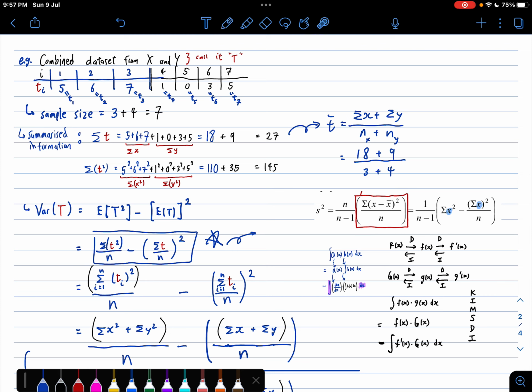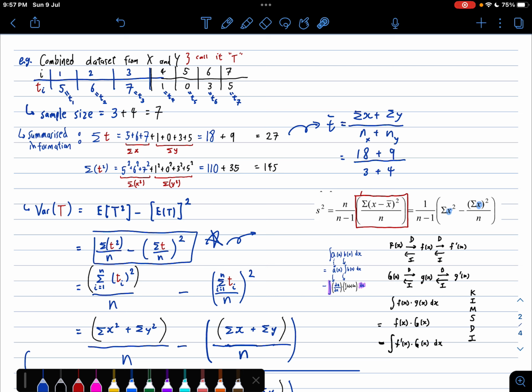1, 2, 3, okay, I just relabel the index and call the combined data set T, T for total. Then I use little t to represent each of the sample data, t index i. The first, the second, the third, and then I combine with the black color y data, 4, 5, 6, 7, relabel the index. But the individual pieces of data never change. 5, 6, 7, then 1, 0, 3, 5. So this is really T1, T2 all the way to T7.